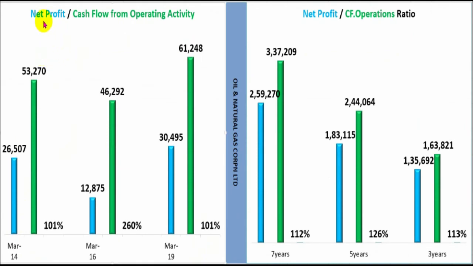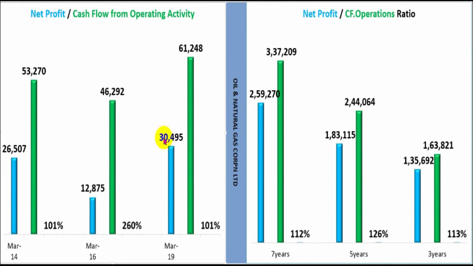Looking at the net profit and cash flow from operating activity, this ratio is very important to understand thoroughly, because here the company is showing a certain net profit, and whether that net profit is actually being received by way of cash is very important to understand. So in March 19, the company has shown a net profit of 30,000 crores, but against that the company is receiving 61,000 crores, almost double of what it has shown as net profit. That could be because the company has a high depreciation cost, or an extraordinary or exceptional write-off or something like that, which reduces the net profit.